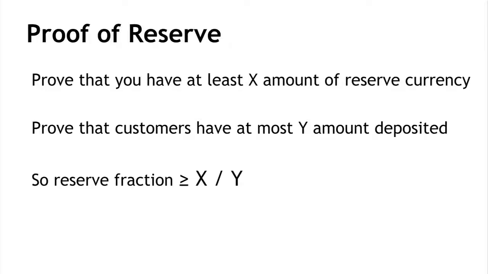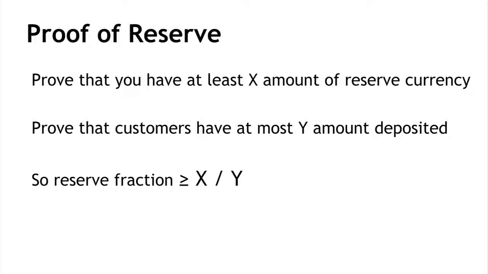Now let's review. First they've proven that they have at least X amount of reserve currency by doing a self-transaction of X amount. Then they've proven that their customers have at most an amount Y deposited. And of course they can claim that in the other direction as well. So what that means is that the reserve fraction, if they report it exactly accurately, is X over Y. If in fact X is larger, then the reserve fraction is larger than they're claiming. Or if Y is smaller, then the reserve fraction also, because this is in the denominator, is larger than they're claiming.